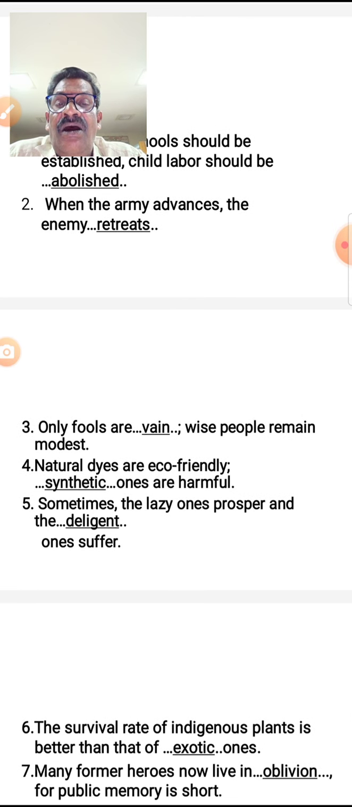Only fools are vain. Wise people remain modest. So the exact antonym for vain is modest. Okay. Natural dyes are eco-friendly. Synthetic ones are harmful. So for natural dyes, we have to find the appropriate antonym, that is synthetic ones. Right.